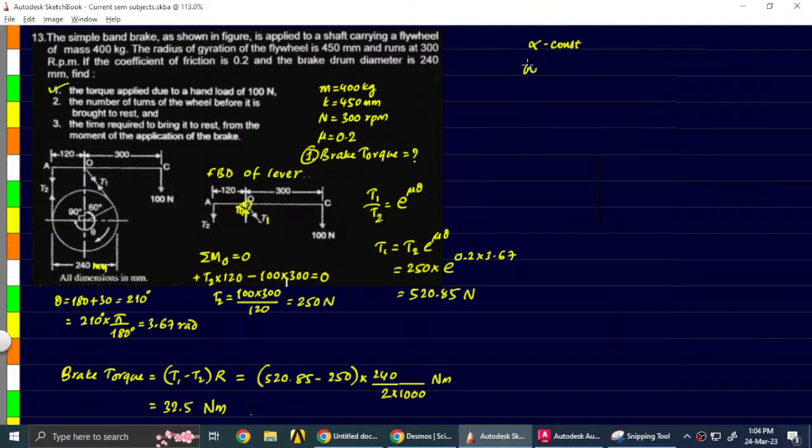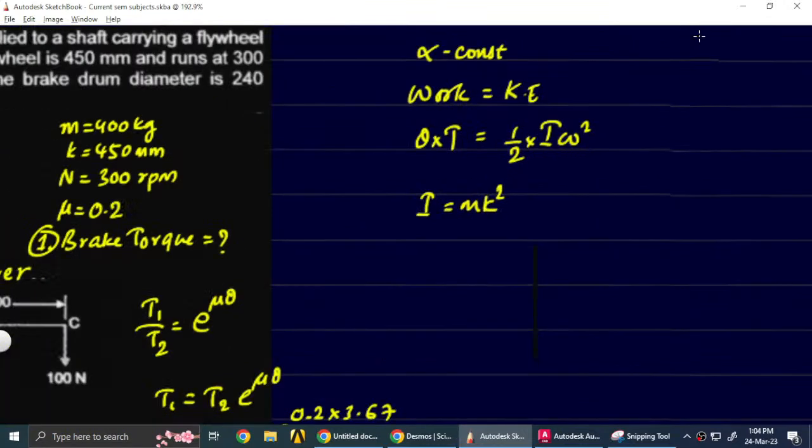So work is equal to the kinetic energy. Work is theta times the torque that is applied. That's equal to half of the, because this is a drum, so this will be I omega square. Now in order to find I, we can take the relation m k square, and both m and k are known. Let's substitute. That is 400 times the k value, because this is given in mm, we need to convert this into meters. So 0.45 square.